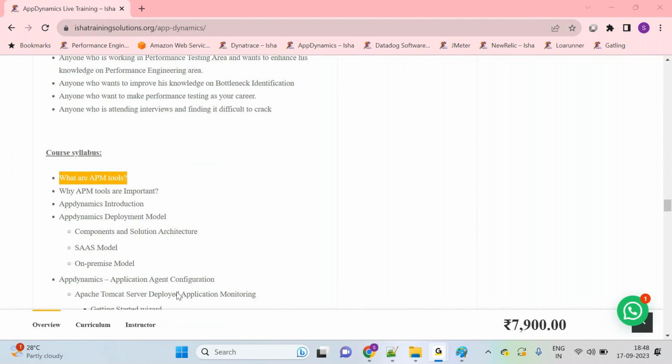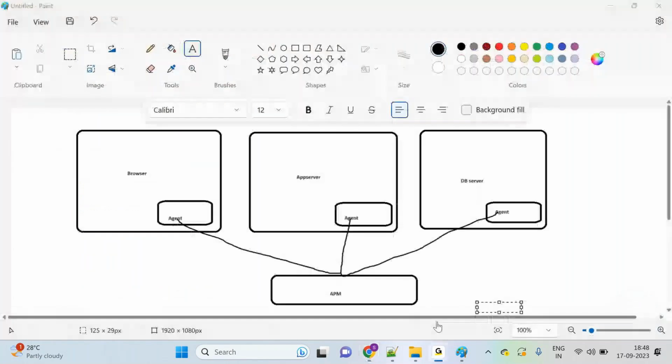Okay, so moving on to the next topic: why are APM tools important? Because that's what I told you just now, the time consumption. You cannot simply waste time by saying, yes, I'm doing the root cause analysis, yes, I'm doing the root cause analysis, finding the problem itself will take some time. No, that is not accepted nowadays.